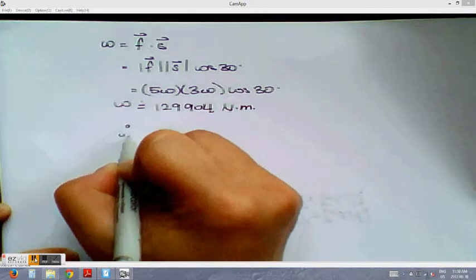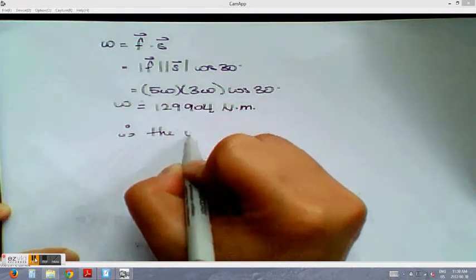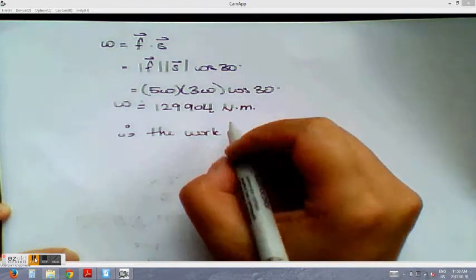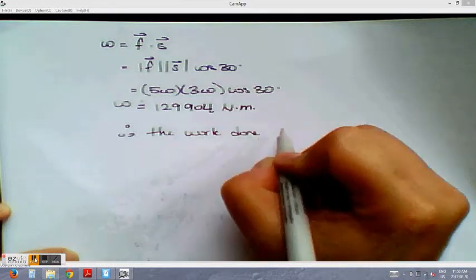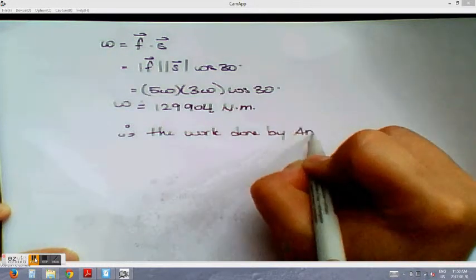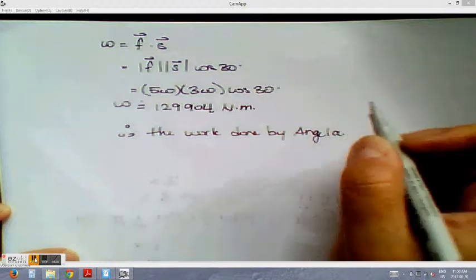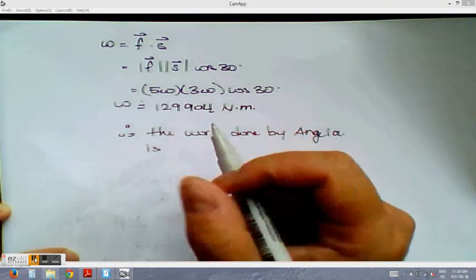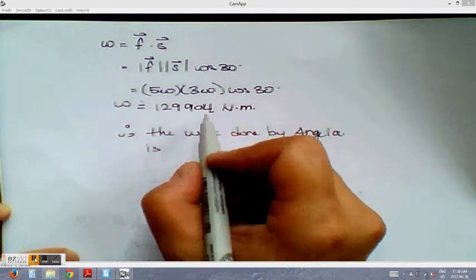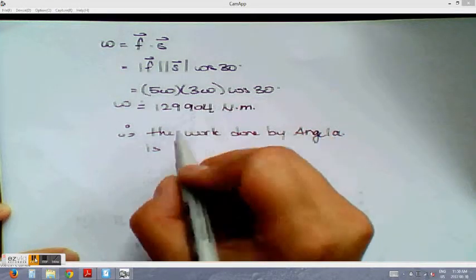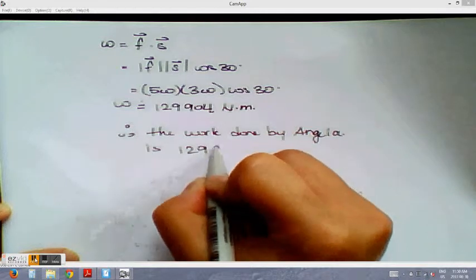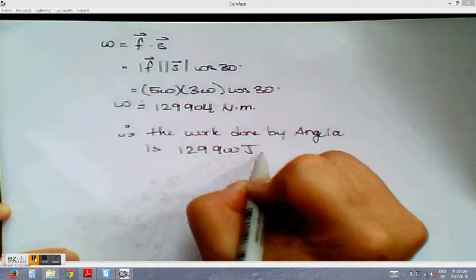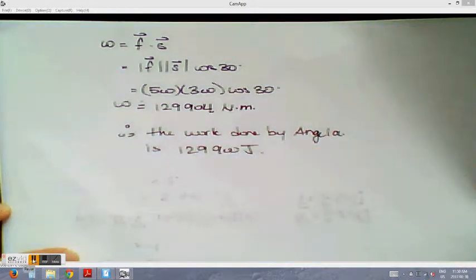So therefore, the work done by Angela is, and we want to round it off, so we'll drop off this 4 at the end, so it's 129,900 joules. And there you go.